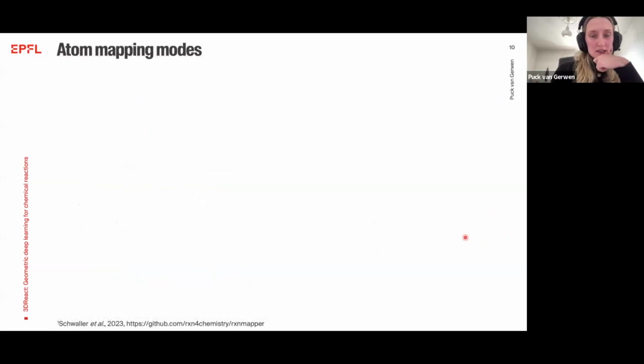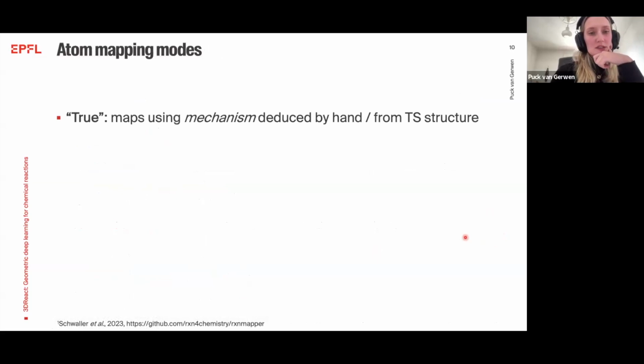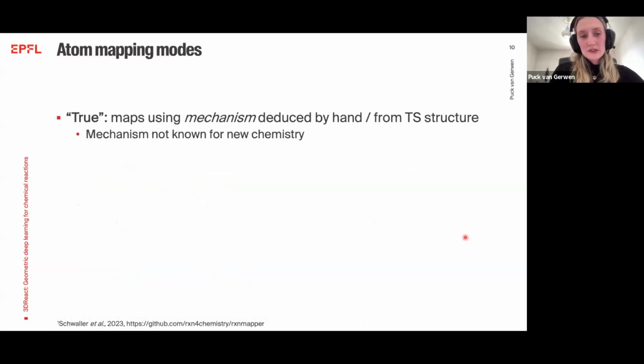I will also reiterate these different atom mapping modes because I will show results for all of them. What I call true maps means that you used the mechanism, or you had an expert chemist that deduced these atom maps. It's also worth reiterating that you typically will not know this for new chemistry. Organic chemists working in the lab will find some new reaction, but they will not know, for example, what the transition state will look like. So this is not a mode that will occur very frequently, but nevertheless I will include it because you do have atom maps available for a lot of data sets.